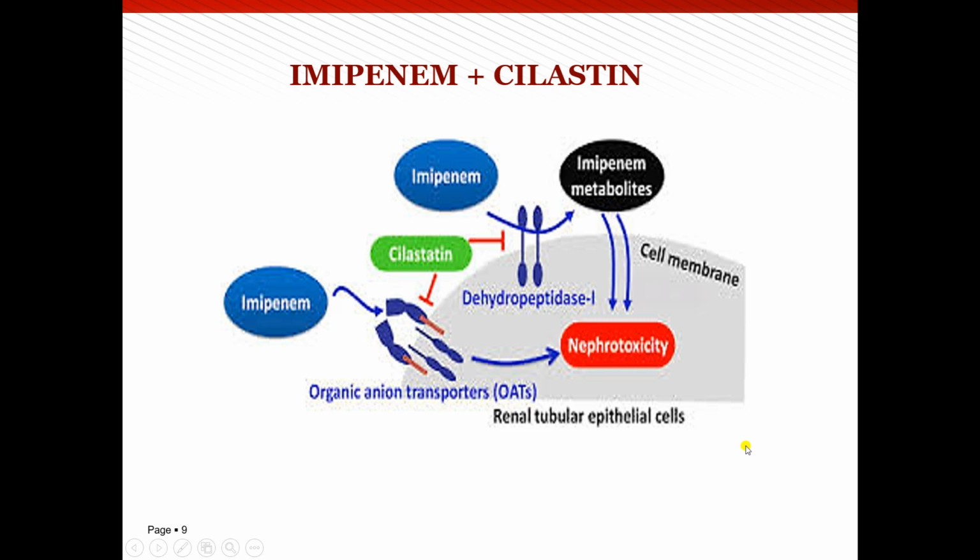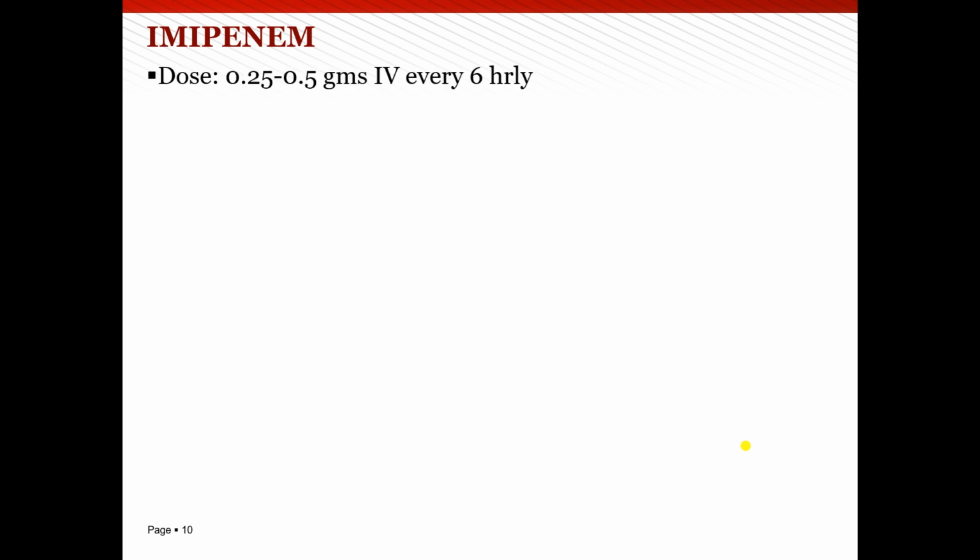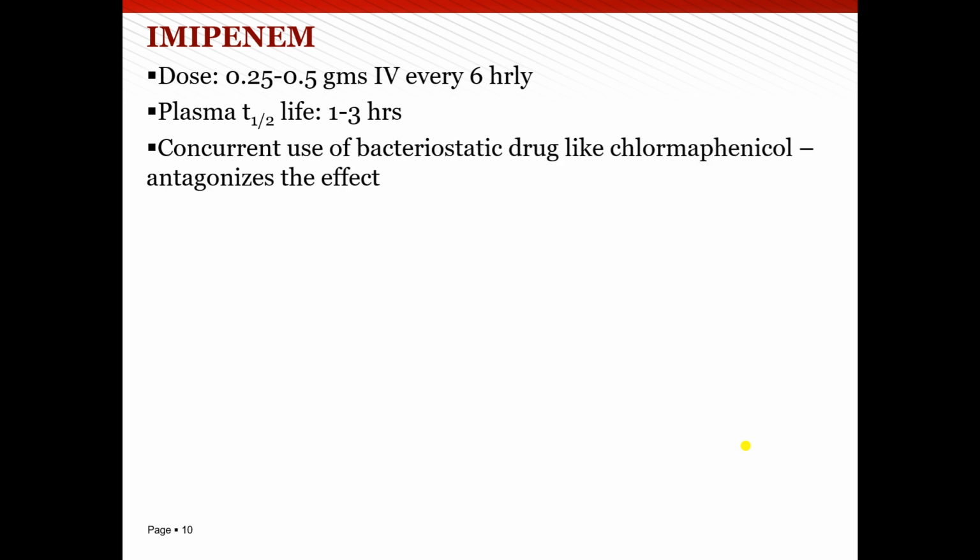So imipenem is a drug which is never given alone. It is always given in combination with cilastatin. The dose of imipenem is around 0.25 to 0.5 grams intravenously every 6 hours. Plasma half-life is around 1 to 3 hours. Concurrent use of bacteriostatic drugs like chloramphenicol will antagonize the effect of imipenem, and concurrent use of aminoglycosides will be synergistic for imipenem.